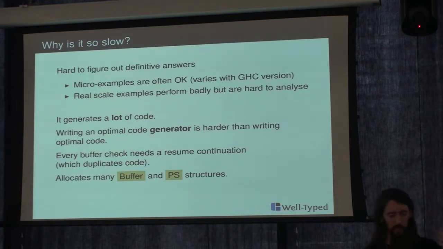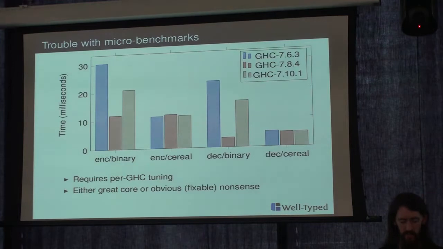There have to be buffer checks, and then in the resume side of the buffer check, the code gets duplicated to do the same thing again. There's lots of buffers being allocated, lots of other constructors being allocated, but I don't have a really solid answer as to this one thing is what makes it so slow. And partly the reason that's hard to do is because on micro benchmarks it looks great.